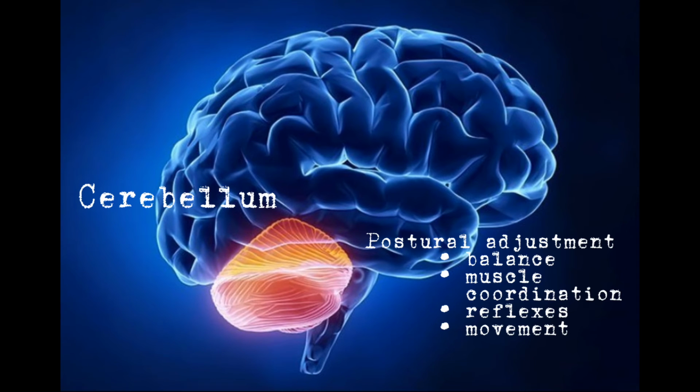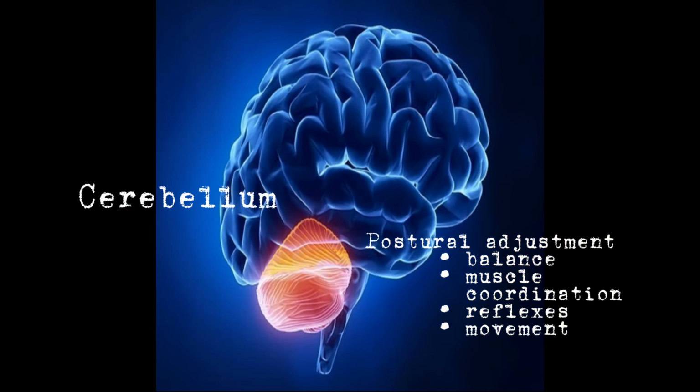And lastly, we have cerebellum. The cerebellum is important for making postural adjustments in order to maintain balance. It modulates command to motor neurons to compensate for shifts in body position or changes in load upon muscles.